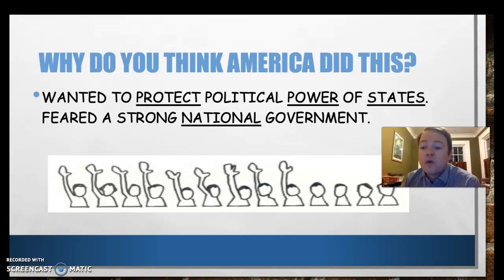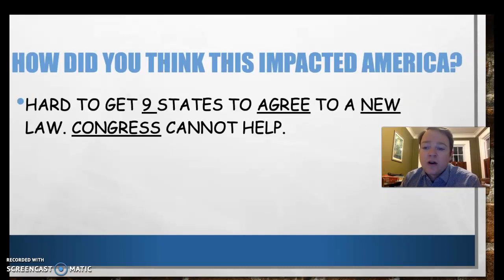They just got rid of a government that was passing laws and acts that weren't very popular in the colonies. They want to make it so that they have a say and that the national government is in check. It's hard to get 9 states to agree to a new law. So this Congress, our national government at this point, basically cannot really help in too many matters that impact the country unless we have wide agreement about it.